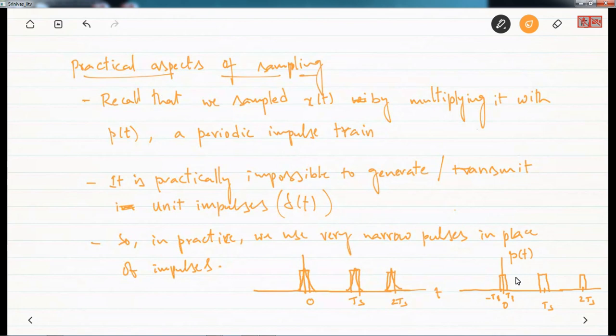How to show that the sampling theorem still works? If we take an x of t band limited to omega m, and we sample that signal with p of t and get the sampled signal, and if we can get back the original signal from the sampled signal, then we are sure that yes, the sampling theorem works.